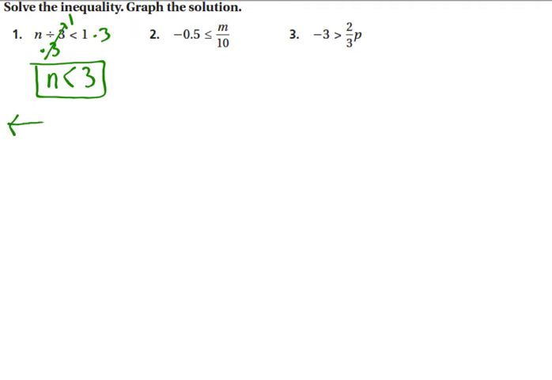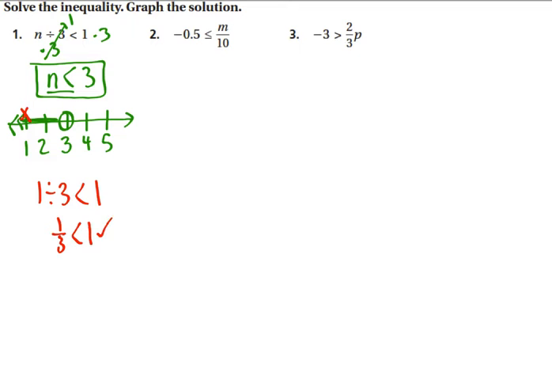Let's go ahead and make a graph. The most important number on this number line is going to be the number 3. I'm going to put some additional numbers on. And 3 is not included, so I'm going to have an open boundary. N is less than, so I need to draw my arrow to the smaller numbers. Let's go ahead and check a solution real quick. Let's try the number 1. 1 divided by 3 is less than 1. Well, that's 1/3 less than 1, which is true.